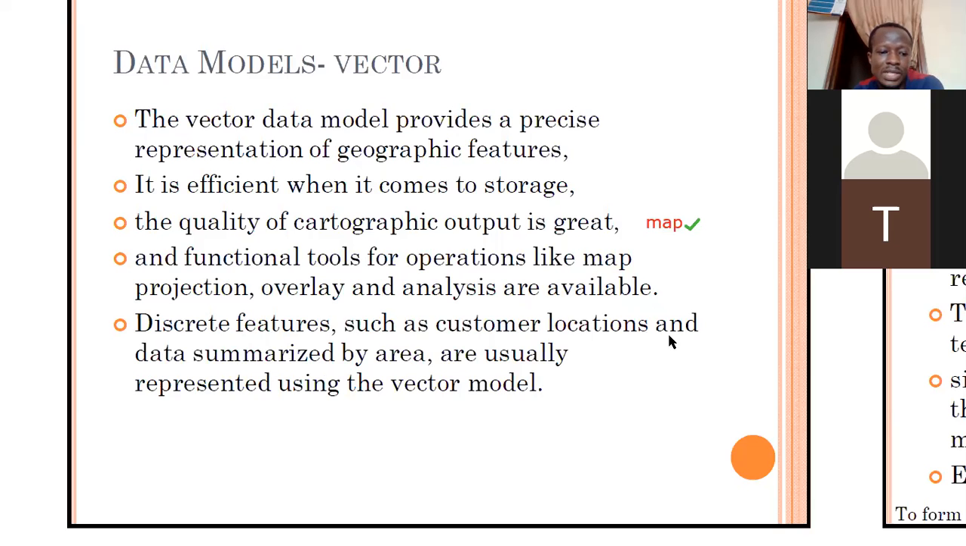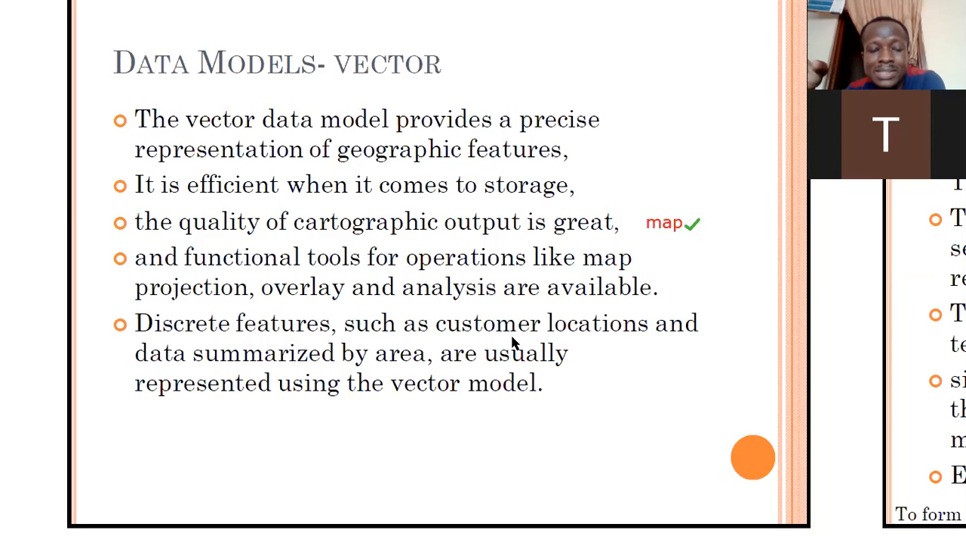Discrete features such as customer locations and data summarized by area are usually presented using a vector model. You can't store customer locations using squares, or be taking pictures of your customers and analyzing them. How? Are you going to look at their beauty? So you use the vector model, which captures their location. We are talking about Ghana Post GPS. The Ghana Post GPS is converted into a point, even though we all know it's not really a point. It's some kind of generalized location.